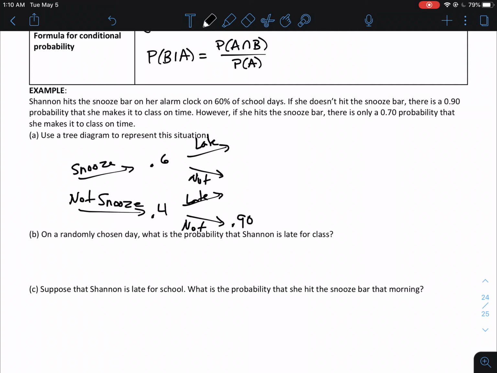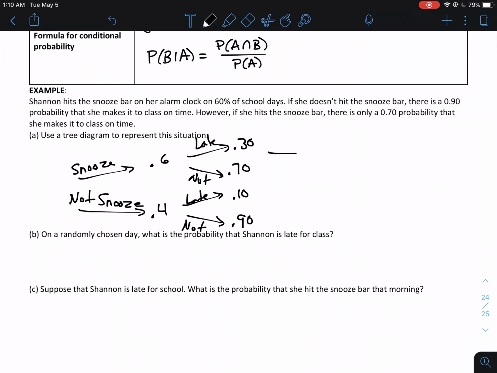Which, if you think about it, means that there's another 10% of the time where she is late. However, if she hits the snooze bar, there's only a 70% chance that she makes it to class on time, meaning that there's a 30% chance that she's late.